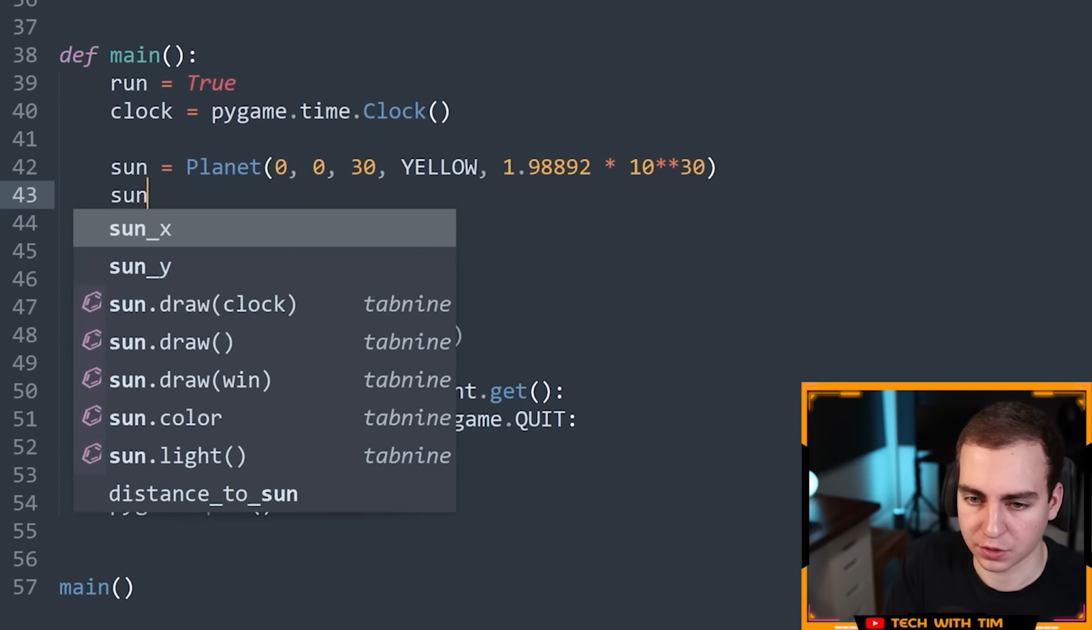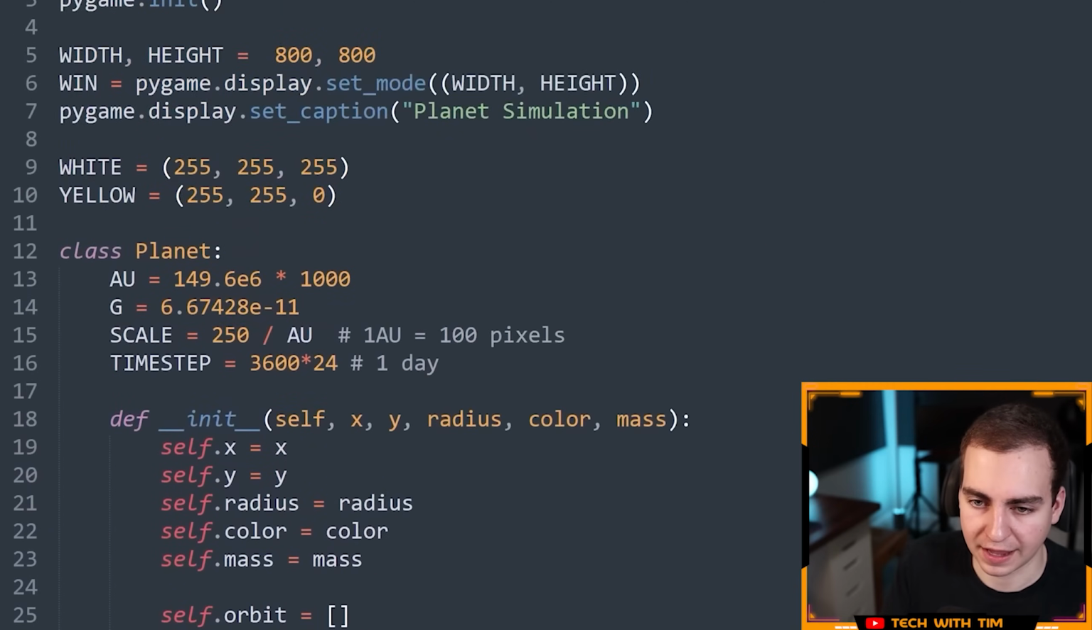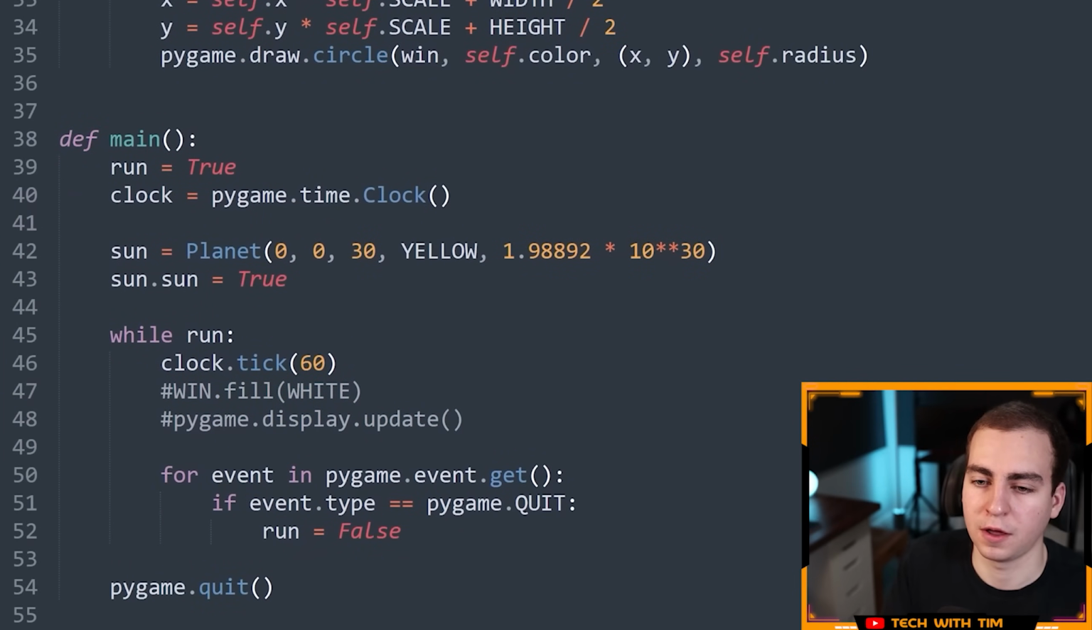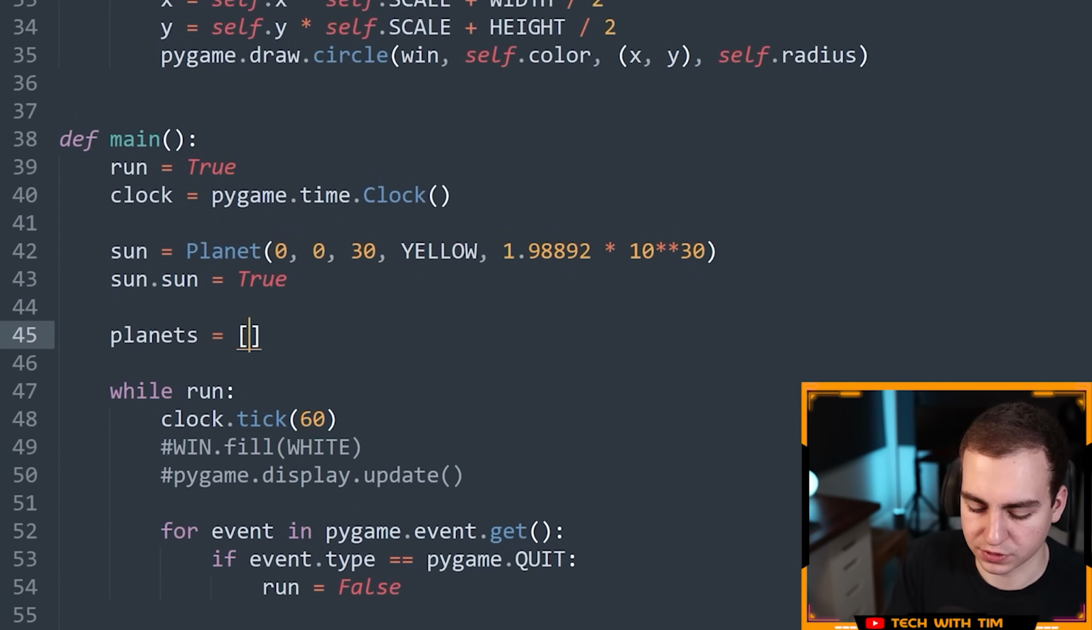And for the sun, we're just going to say sun.sun is equal to true. Because remember, we have this property here that says sun, and we're going to make this true so that we don't draw the distance to the sun from the sun, and we don't draw the orbit for the sun, which we don't need. So now that we have this, let's just see if we can draw this on the screen. So let's go planets is equal to, and let's make a list of all of the planets because we're going to add a few more.